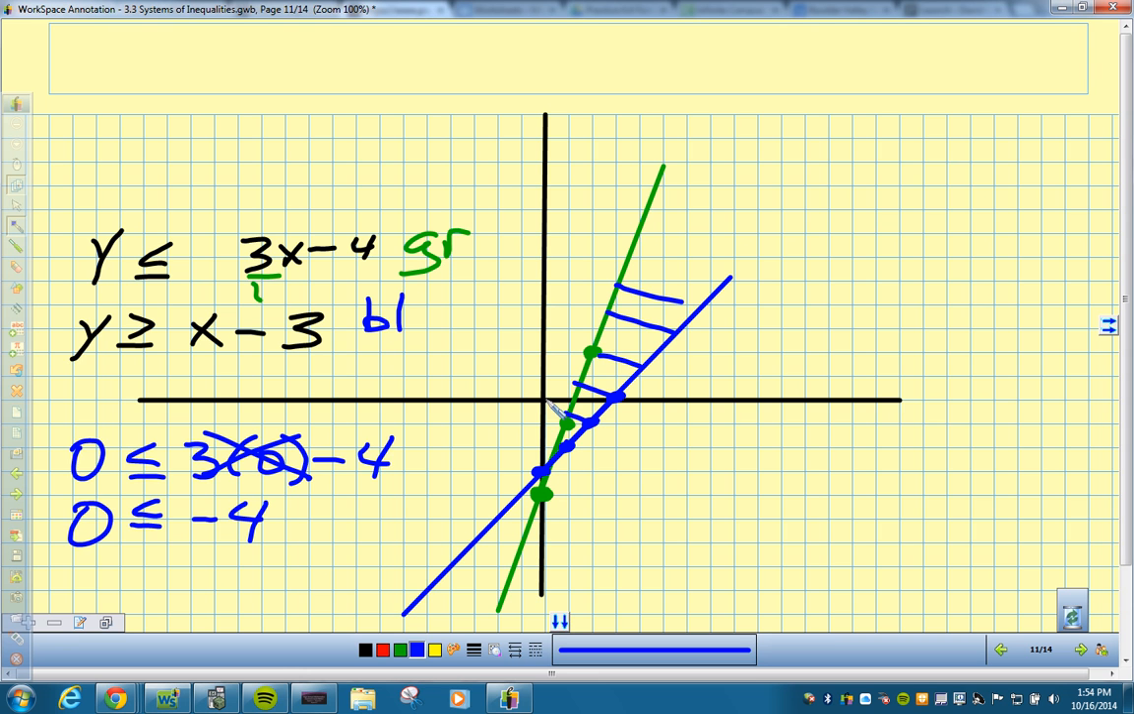And then if your line goes through 0, 0, then pick 1, 1. Like the easiest possible point. 0, 0, definitely the easiest. 1, 1 would be the next easiest. And then if it goes through both those points, just pick another point. Alright, that's the first one.